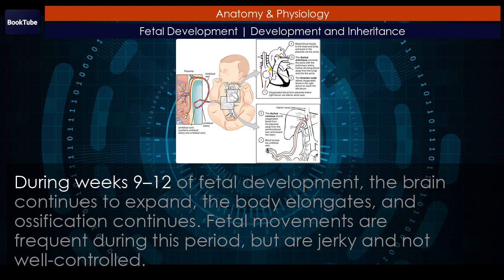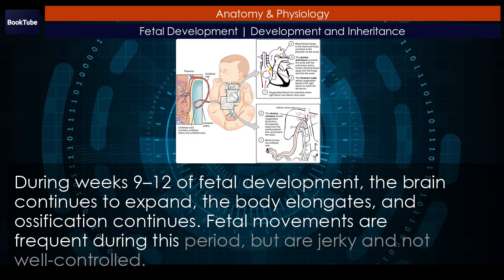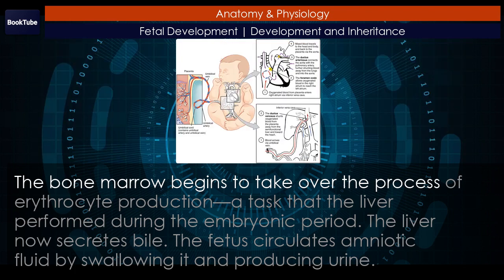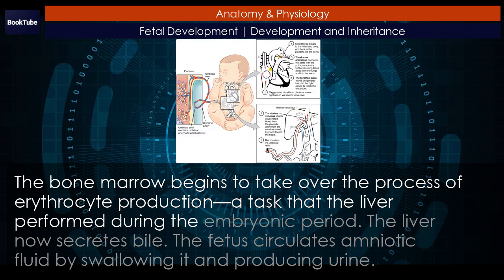Other organ systems. During weeks 9 to 12 of fetal development, the brain continues to expand. The body elongates, and ossification continues. Fetal movements are frequent during this period, but are jerky and not well controlled. The bone marrow begins to take over the process of erythrocyte production, a task that the liver performed during the embryonic period. The liver now secretes bile.